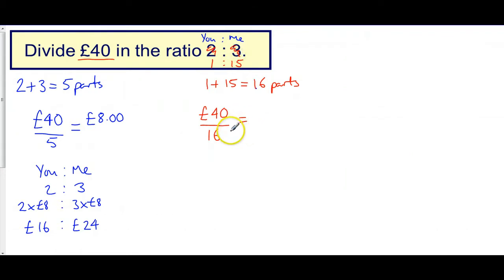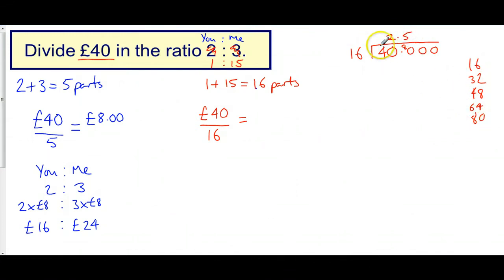Well, I have to halve it, halve it, halve it, and halve it again. So let's see. How many times does 16 go into 40? 16, 32. It goes in twice, doesn't it? 32 with 8 left over. 16's into 80: 16, 32, 48, 64, 80. Oh, that fits in exactly. It goes in 5 times.